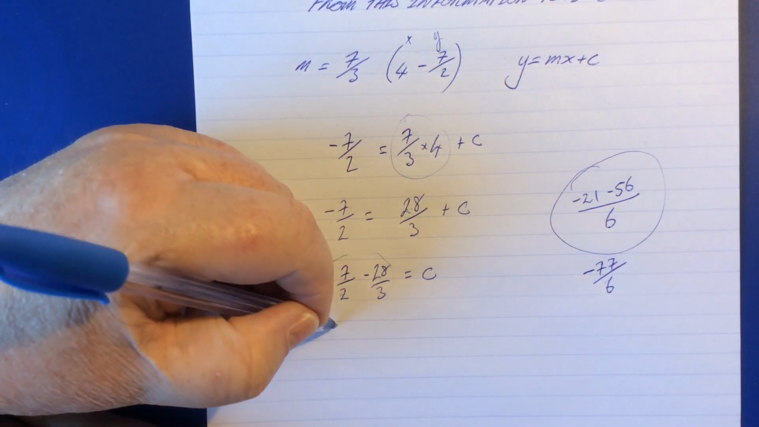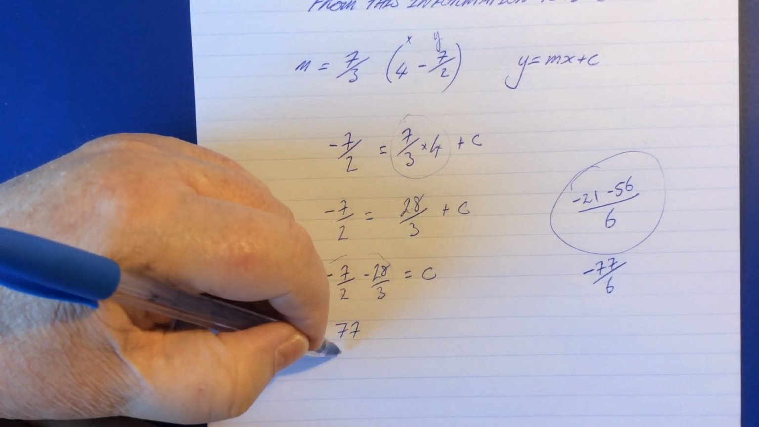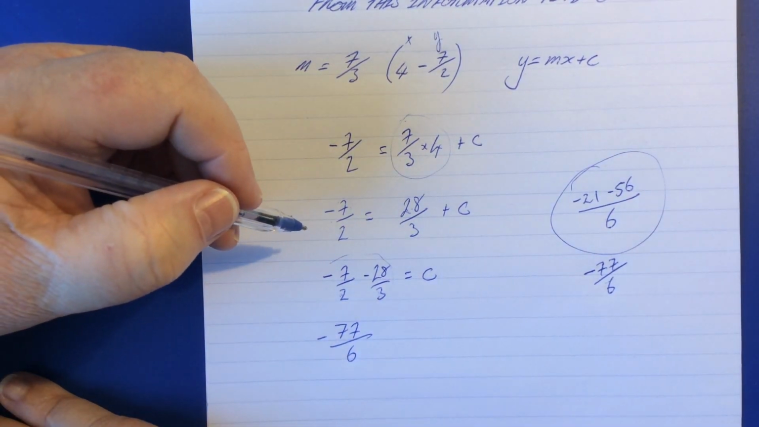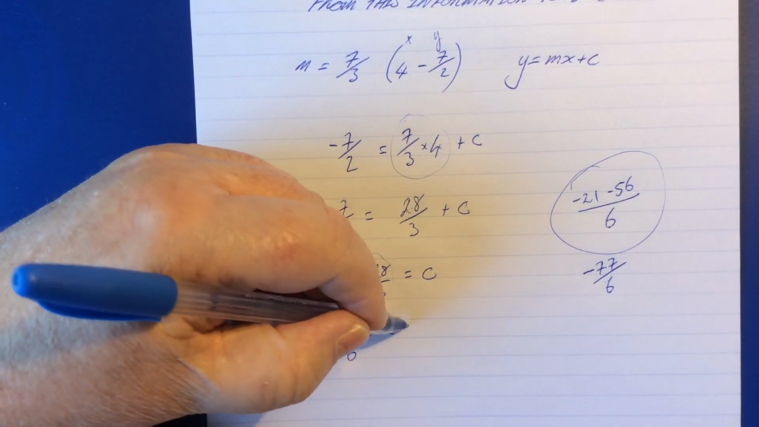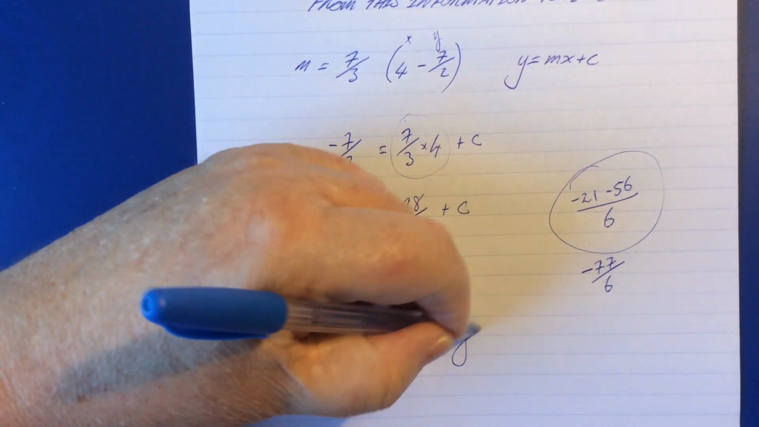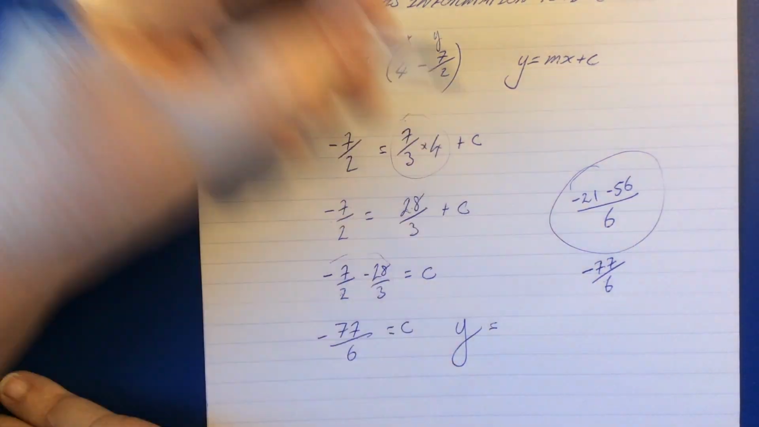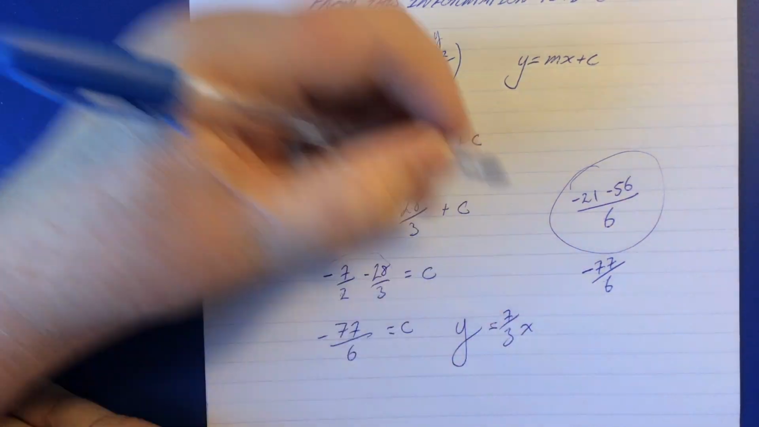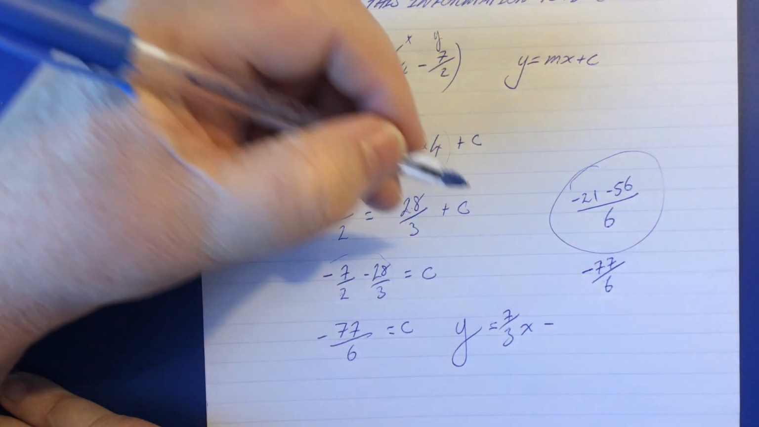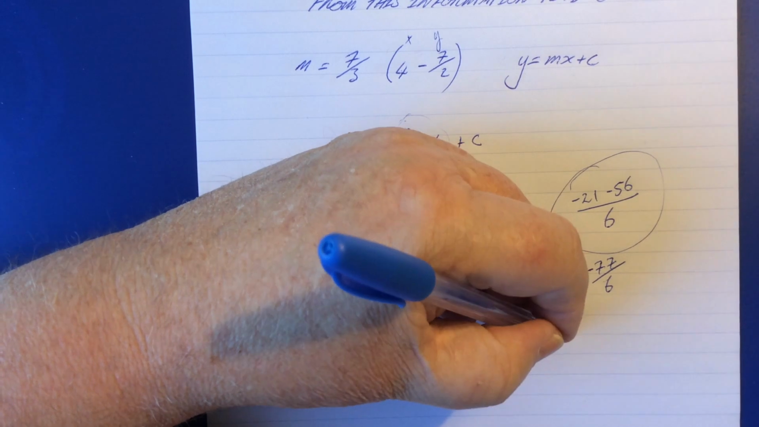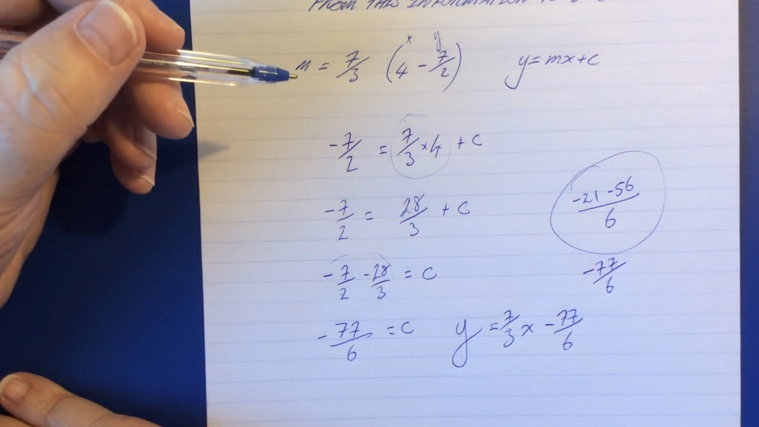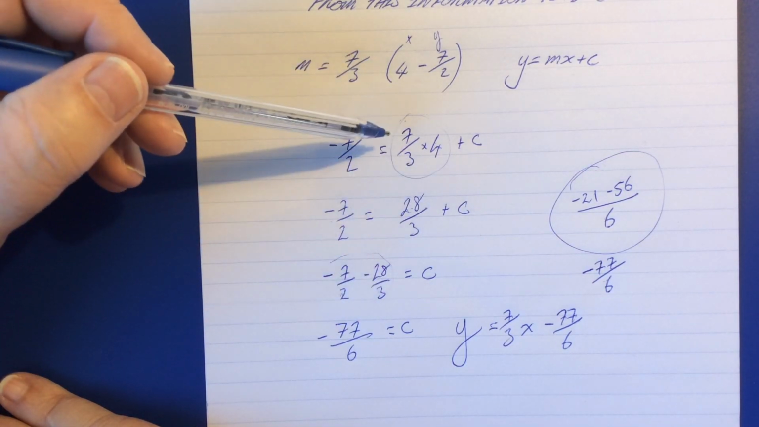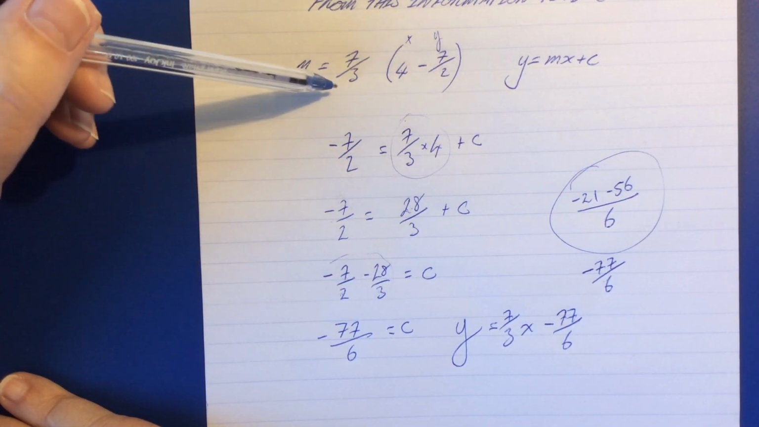Well, I don't know if this looked as bad as it promised to be. I think it's turned out pretty well. That equals C. So apparently y is equal to 7 on 3x minus 77 on 6. That's a pretty good outcome in terms of the work involved, given a fairly unpromising start.